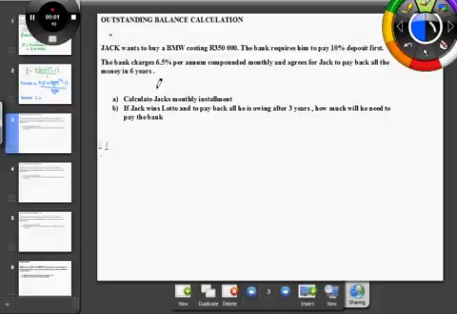Outstanding balance calculations. Outstanding balance is when a person goes to the bank and gets a loan, and they agree with the bank that they will pay in a certain amount of time, let's say 10 years. But because something has happened along the way, the person decides they don't want to pay back after 10 years, and having already paid up until now, they want to finish off their payment after 3 years.